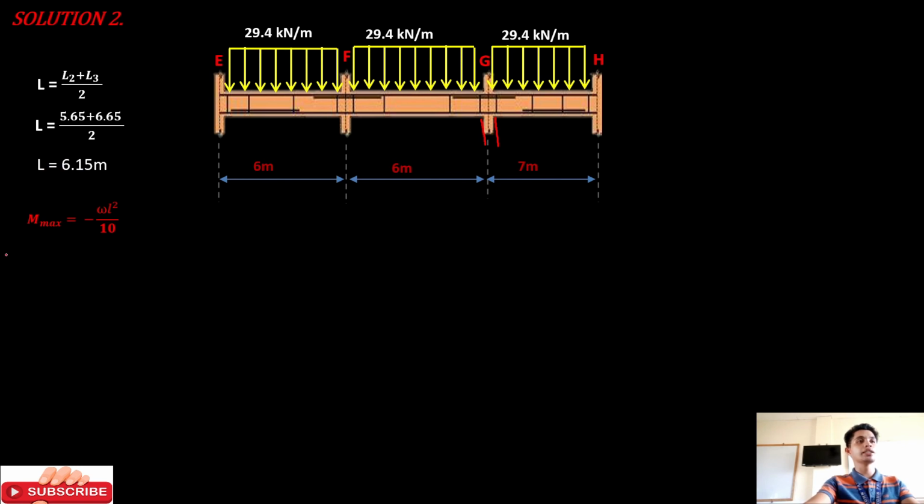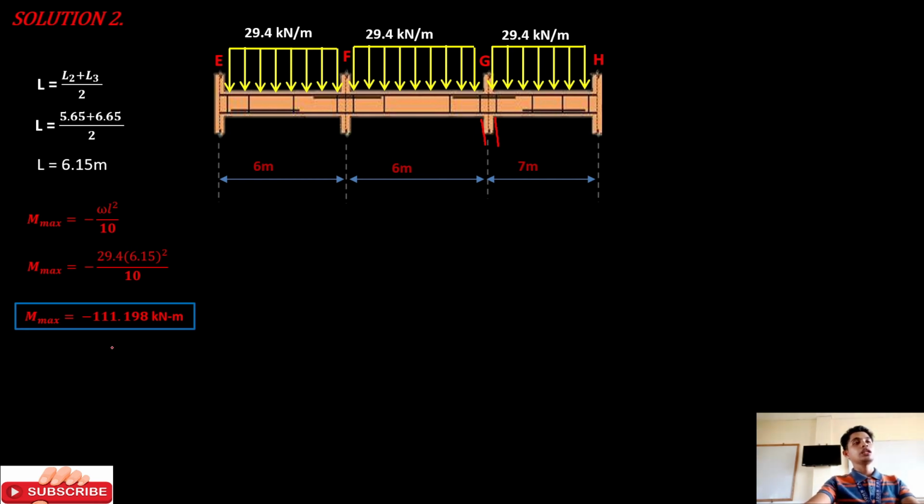Yung liwanag ko na, bakit yun ang ating maximum. So, 29.4 times 6.15 squared over 10. Maximum moment is negative 111.188 kN meter. Kahit kumpitin nyo pa yung ibang moment, walang tataas dito. Ito na yung pinakamalaking moment.